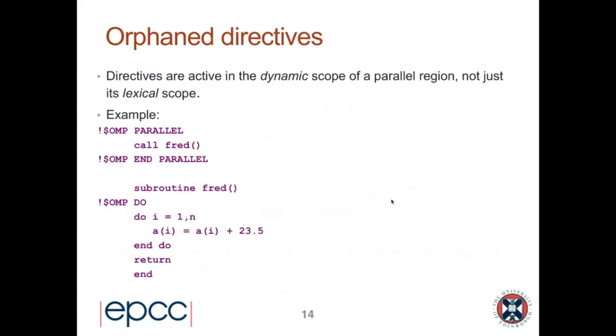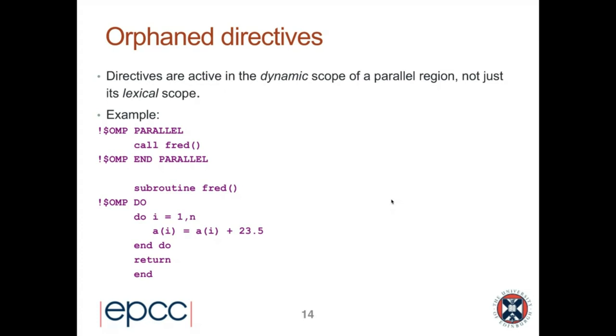Okay, so let's go on now and think about orphaned directives. This is a feature of OpenMP which is very useful in that it allows us to write modular code and not have to mess around or refactor existing code too much. So what does this mean? The official statement is that directives are active in the dynamic scope of a parallel region, not just its lexical scope.